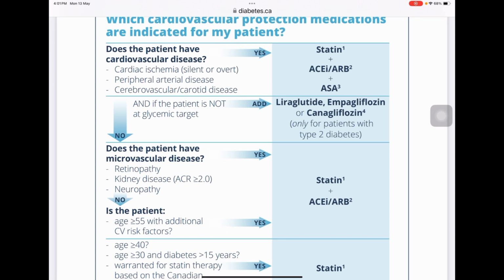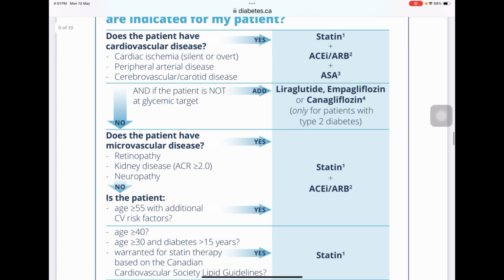Now, if the patient doesn't have cardiovascular disease, does the patient have microvascular disease like retinopathy, kidney disease, neuropathy? And by kidney disease, an albumin creatinine ratio of more than 2, we need to start the patient on a statin, ACE inhibitors, or ARBs, right? And if no, is the patient's age more than 55 with an additional cardiovascular risk factor? Even then we need to start the patient on ACE inhibitors or ARBs with a statin, right?